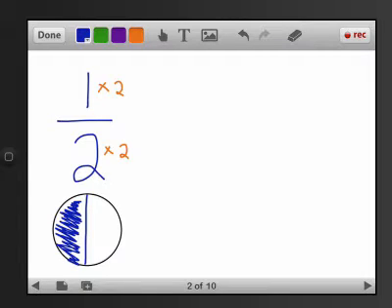1 times 2 is 2. 2 times 2 is 4. 1/2 is equivalent to 2/4.